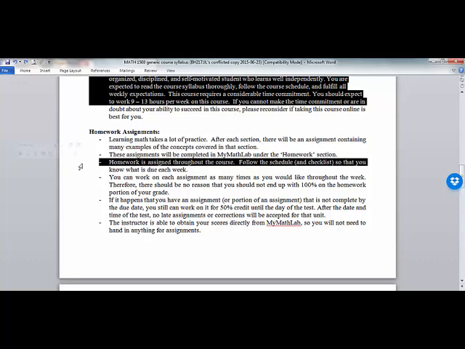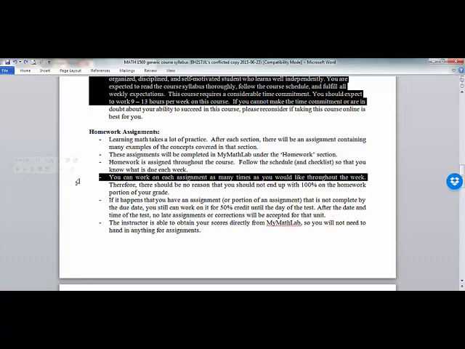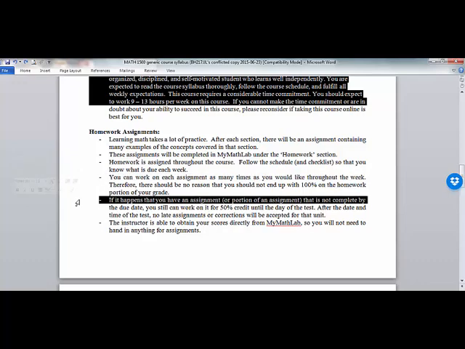Homework is assigned throughout the course. Follow the schedule or the checklist so that you know what is due each week. You will be able to work on each assignment as many times as you would like throughout that week. Therefore, there should be no reason that you do not end up with 100% on the homework portion of your grade.